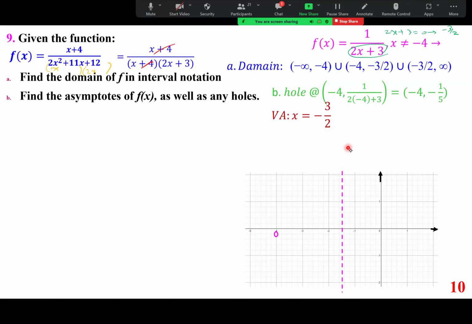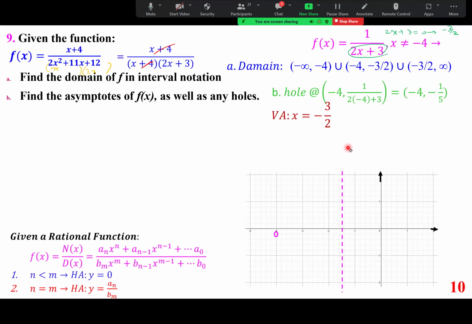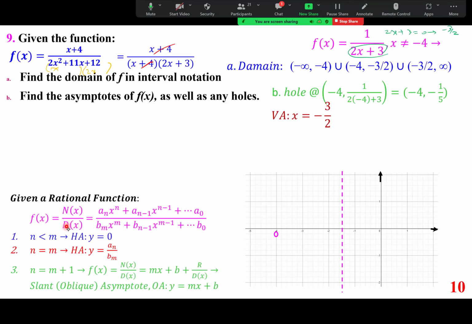Now, as far as horizontal asymptote is concerned, I want to remind you, if you have f of x equals n of x over d of x, where the numerator is a sub n x to the power of n all the way to a sub 0, and the denominator is b sub m x to the power of m all the way to b sub 0. When n is less than m, horizontal asymptote becomes y equal to 0, which is the case here because the numerator has a degree 1, degree 0, and the denominator has a degree 1. So y equals 0 or the x-axis.